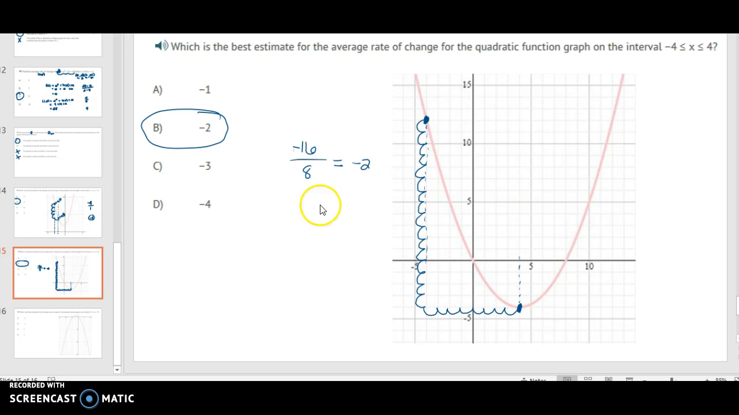This should not be new, by the way. You should be able to find the slope of a line from a graph, just so you know. These are pretty easy, though.